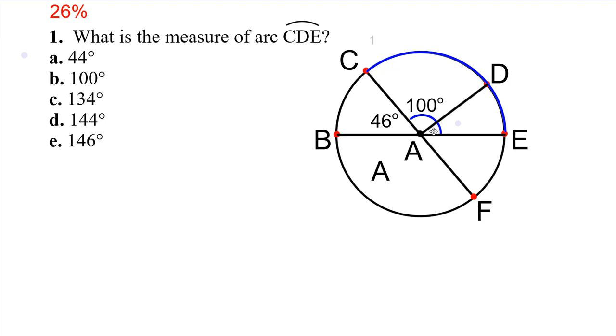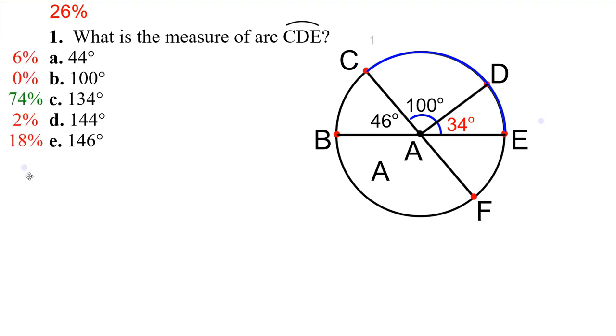So this is going to be 180 degrees. So this part's the part that's left over. So if we do 180 minus 46, and then we subtract 100 as well, that's going to leave us with 34 degrees. So the missing part is 34, and then we add the 100 to it, which is going to be 134. So the measurement of this arc up here is 134 degrees. So our answer is going to be C as in Charlie.